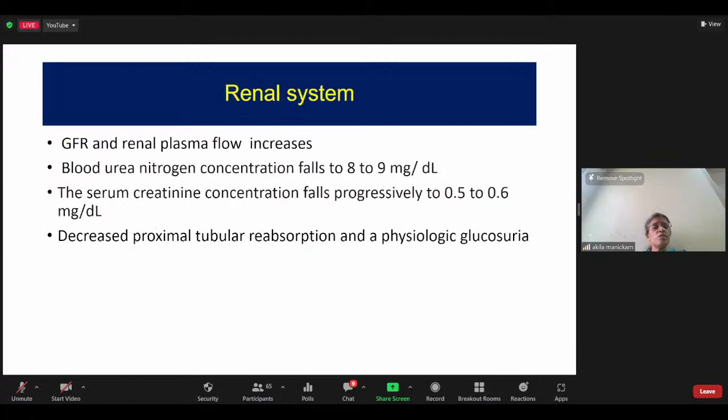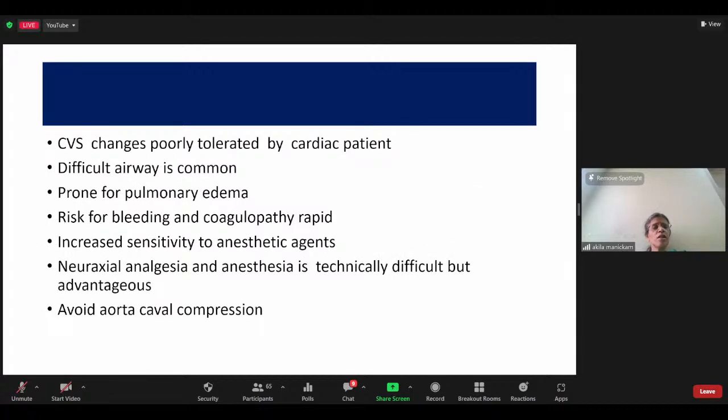And when you look at the renal system, the renal blood flow and renal plasma flow increase, and your filtration rate is also more. So a serum creatinine of 0.5 to 0.6 milligram per deciliter is normal. Any value more than this indicates that the patient has gone into acute renal failure. And these patients have some amount of physiological glucose in their urine, and diabetes should be screened only based on your oral glucose tolerance test and not based on the urine sugar values.